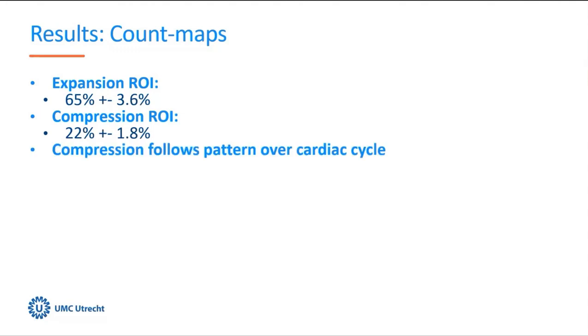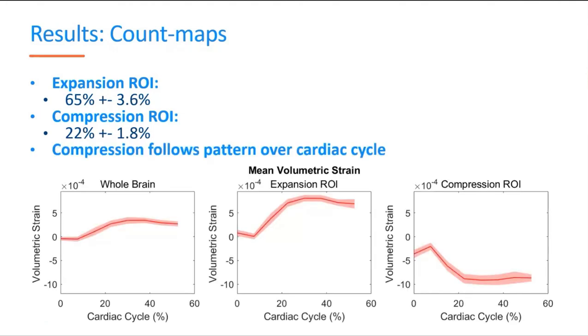We also saw that the curves followed the cardiac cycle. So here on the left figure, you see the volumetric strain map for the whole brain. And this curve is quite similar to the curve Adams created, which I showed at the beginning of the presentation. So it's as expected. And then the expansion ROI shows a similar pattern, but with a bit higher strains in it. And then interestingly, we see that the compression ROI also showed a similar pattern, but opposite to the expansion ROI.